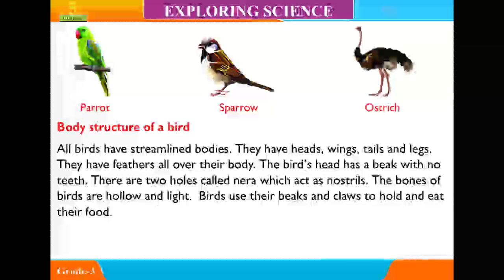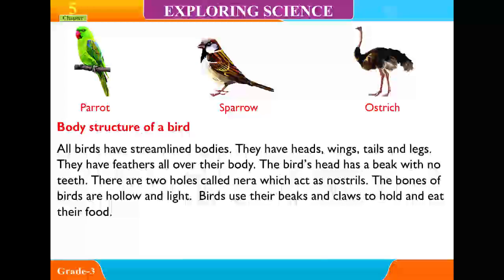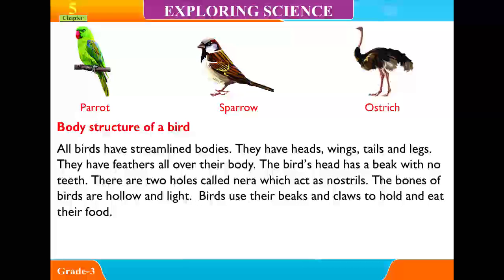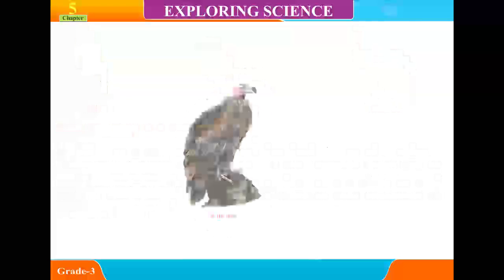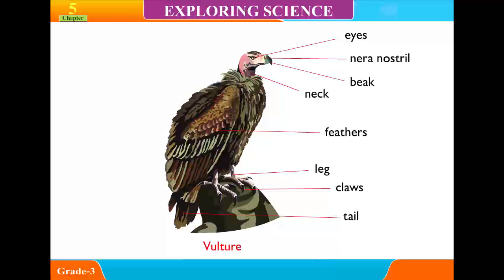All birds have streamlined bodies. They have heads, wings, tails, and legs. They have feathers all over their body. The bird's head has a beak with no teeth. There are two holes called nares which act as nostrils. The bones of birds are hollow and light. Birds use their beaks and claws to hold and eat their food. Eyes, nares, nostril, beak, neck, feathers, legs, claws, tail.